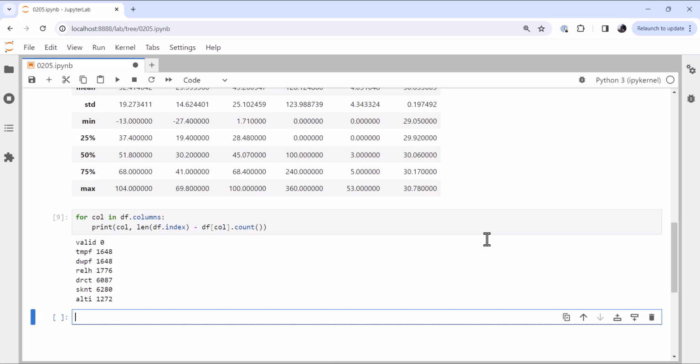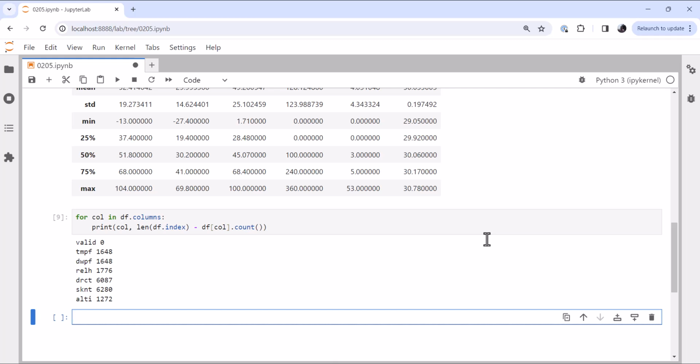So we're not missing any valid times. That's good. Otherwise, that data is totally useless. Missing about 1,700 temperatures and dew points. Those seem like they would be on the same sensor, so that's realistic, I think. Missing more relative humidities, which is interesting. Direction and speed, both in the 6,000 range, but not the same number. So that's interesting as well.